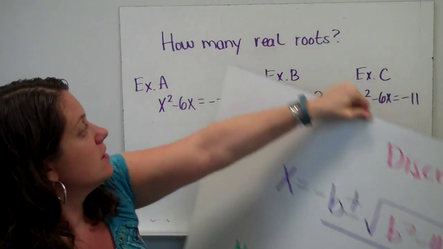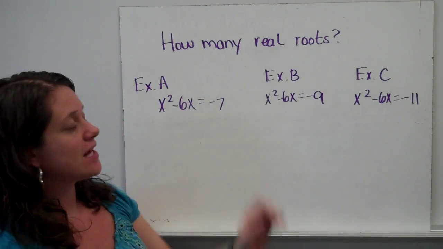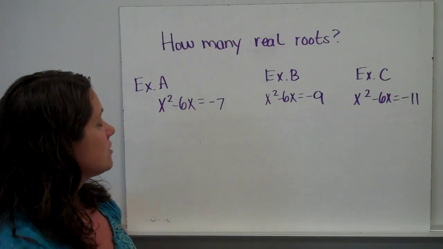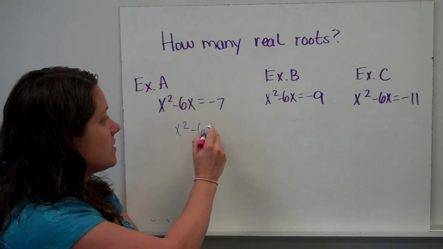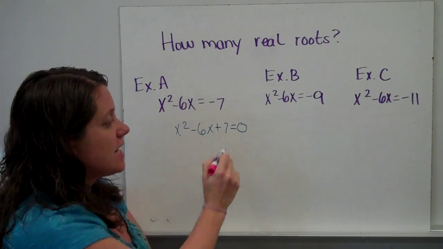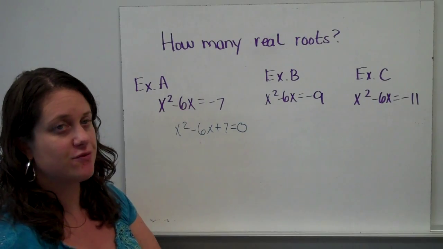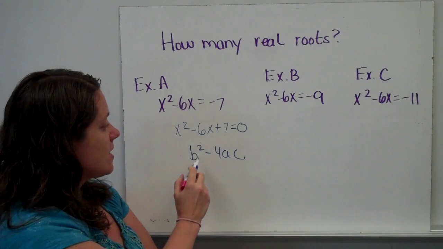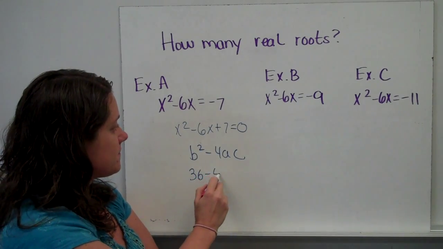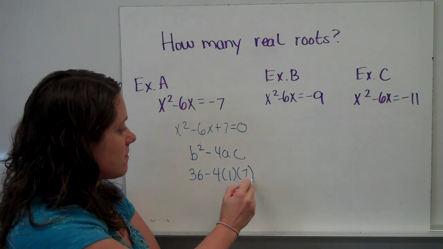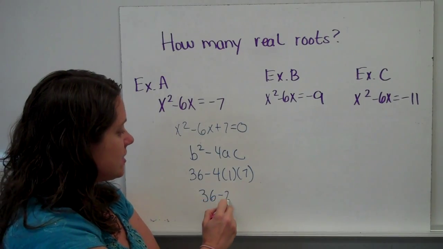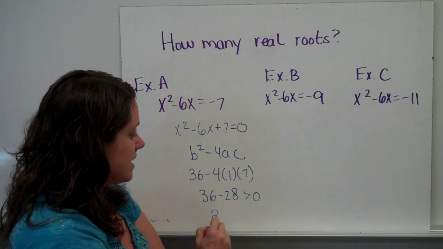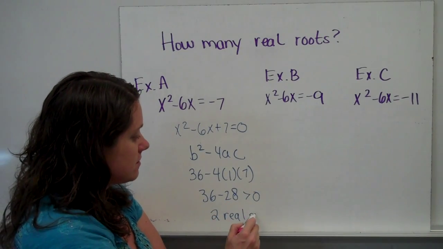Okay, so let's actually try this. We're not going to calculate the answers, we're just going to find out how many roots it is based on the discriminant. So first of all, put this into standard form. And now I just want to do the b squared minus 4ac. So b squared would be 36. So that would be 36 minus 28. And that is going to be greater than 0. So it has two real roots.